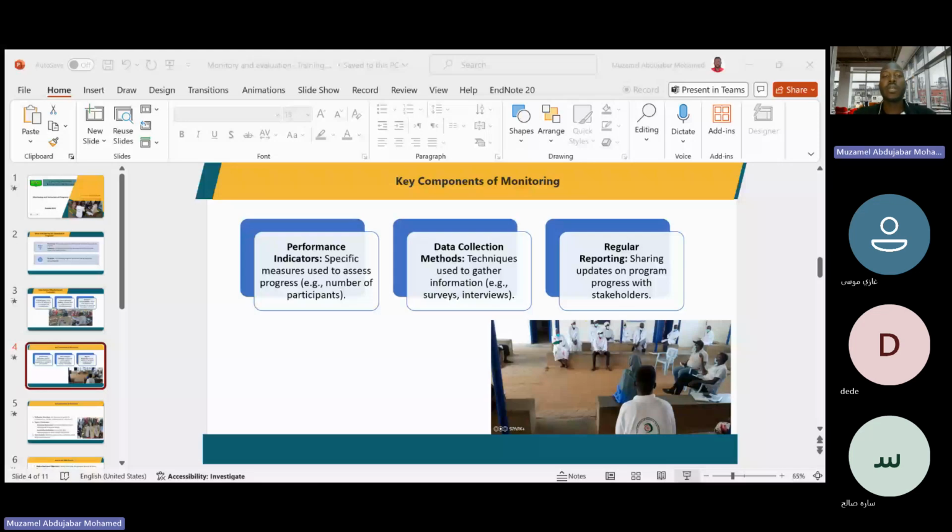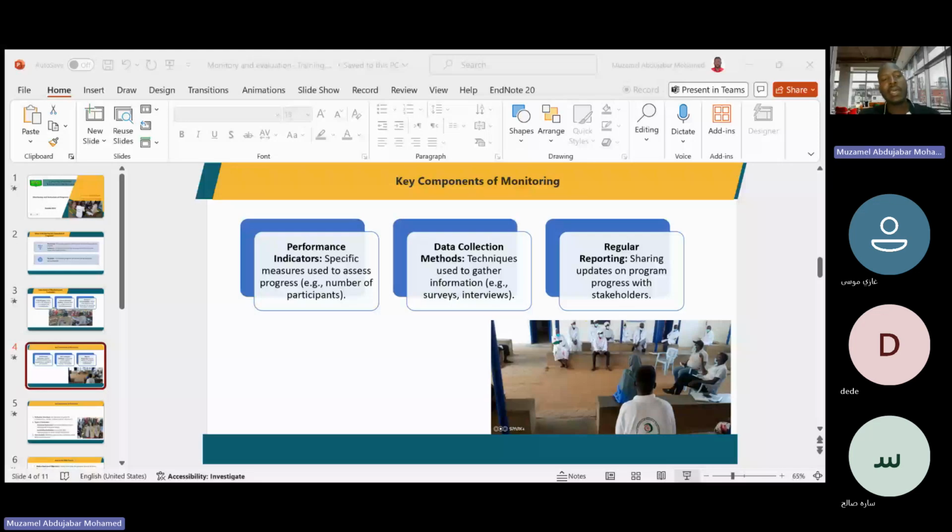Now let us see the components of the evaluation. Evaluation has components. One is the evaluation question, second is the type of evaluation, and third is the data analysis. This is the evaluation.